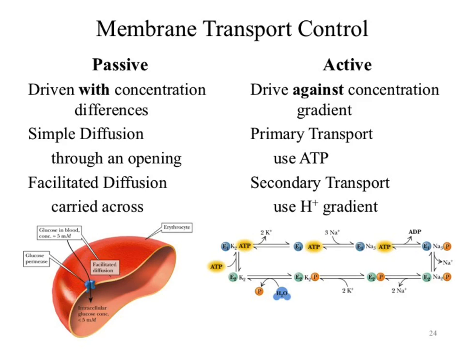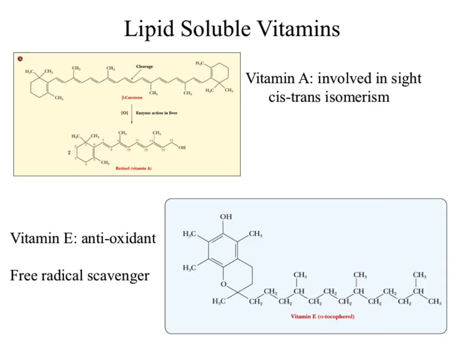Our active transport drives against gradients. This happens a lot within muscles. We're getting ions moving back and forth across membranes to cause contraction or not. You're usually using ATP, and we can do secondary kind of transport using proton gradients. Vitamins. Vitamins are lipid soluble as well. Ta-da, vitamins.